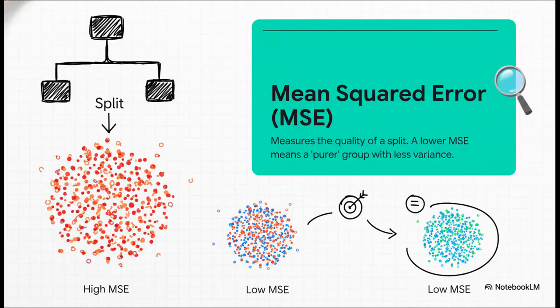Now, to measure how clean or pure a group is, we use a metric called mean squared error, or MSE. It sounds fancy, but it's not. For any group of houses, you just calculate the average price. Then you see how far off each individual house is from that average. A high MSE tells you the prices are scattered all over. A low MSE tells you they're all clustered neatly together. The algorithm's entire goal is to make splits that create new groups with the lowest possible combined MSE.